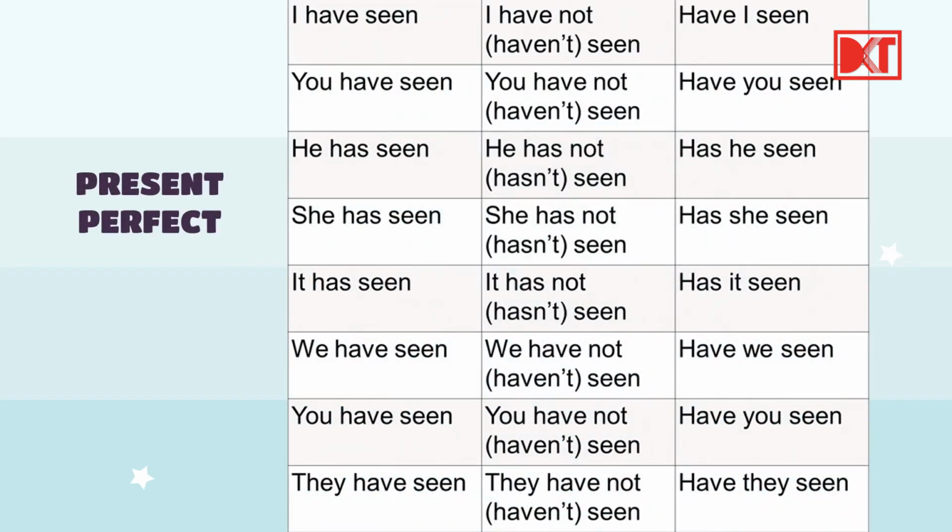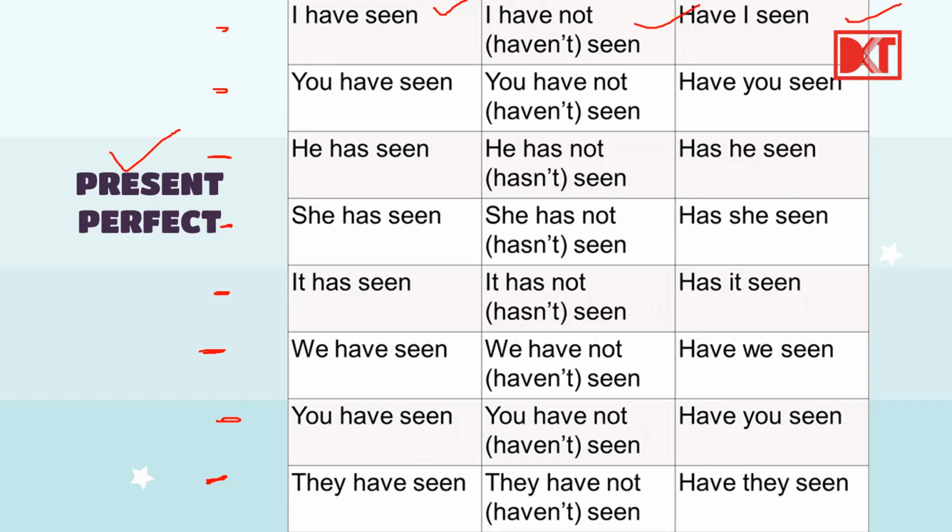So here we have the positive, negative, and question. The interrogative formation for present perfect tense. Like I told you, we have the subject plus have or has, and then the third form, which is the V3, the past participle. This is the first person, second person, then third person male, third person female, third person neutral, first person plural, second person plural, and third person plural. And this is positive, negative, and interrogative.